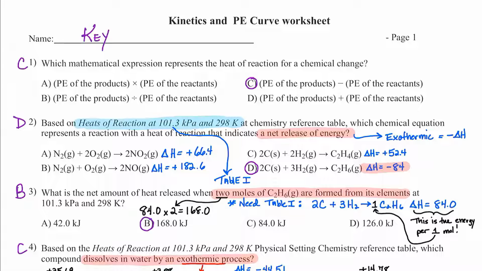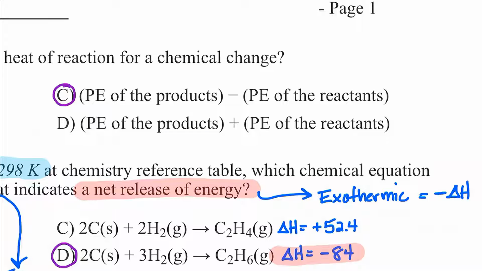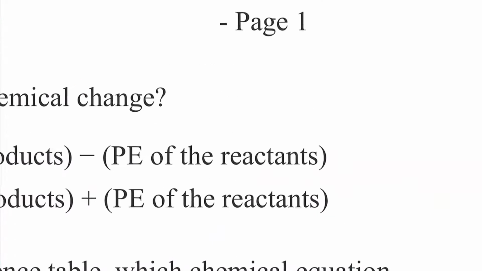So number one says, which mathematical expression represents the heat of reaction for a chemical change? Now we could try and memorize things, but I always want you to understand why. The heat of reaction, which we should know in chemistry, is delta H, otherwise known as enthalpy, and it is the potential energy of the products minus the potential energy of the reactants. One way to remember it maybe is through a potential energy curve.